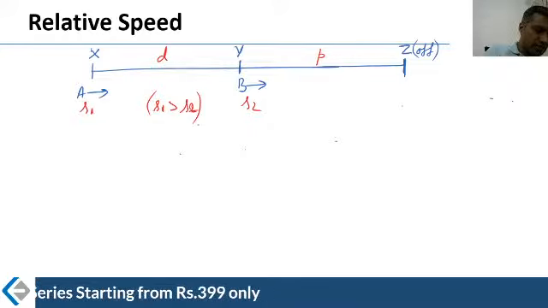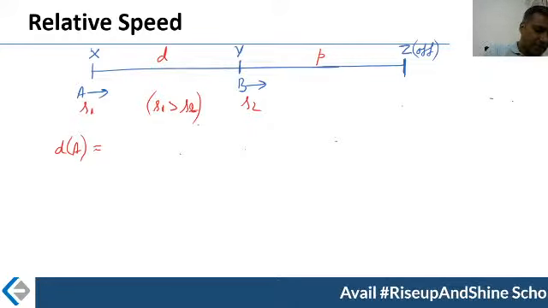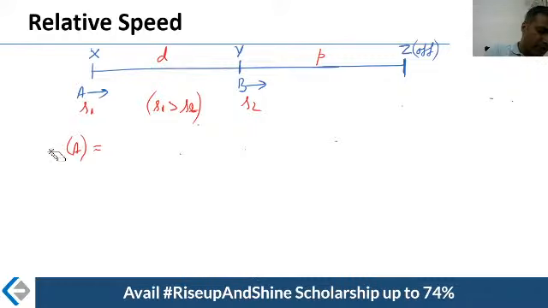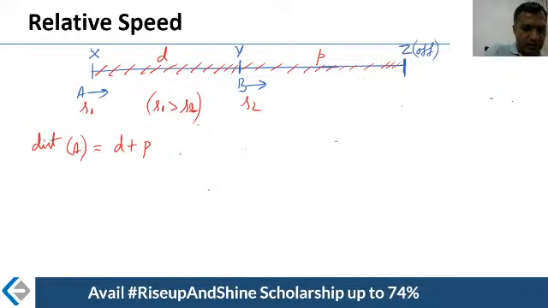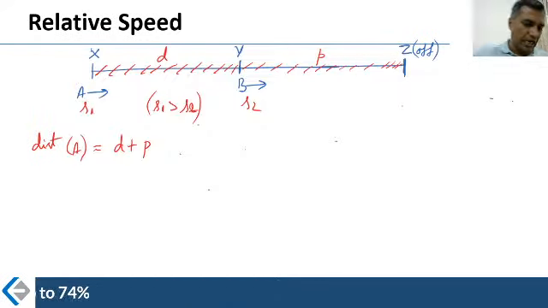Or what is the distance traveled by A? Think about it. What is the total distance traveled by A? Distance traveled by A is D plus P. He traveled this distance D, and also he traveled this particular distance called P. He traveled both these, D plus P, to reach the office in the same time.